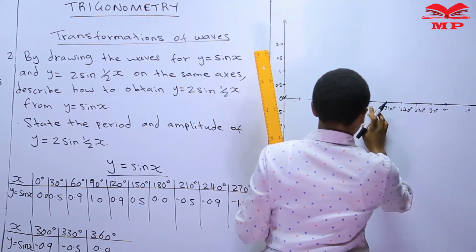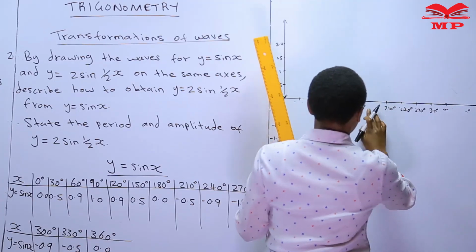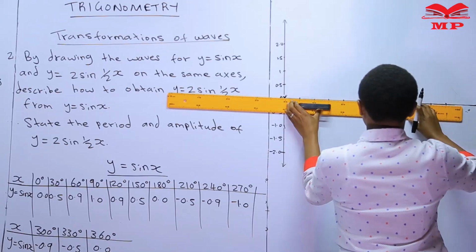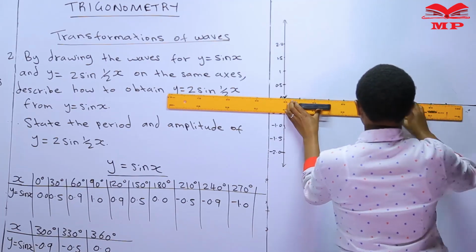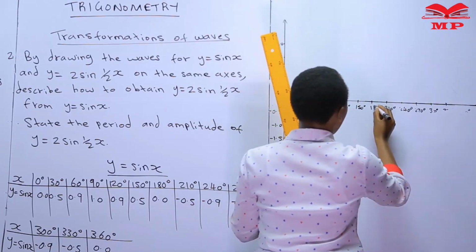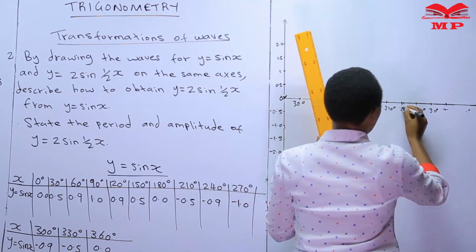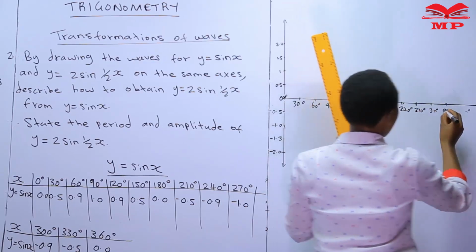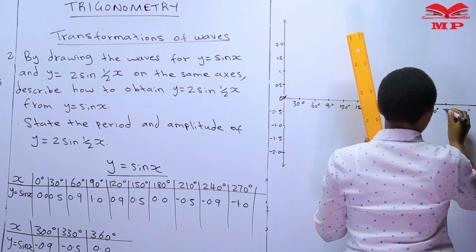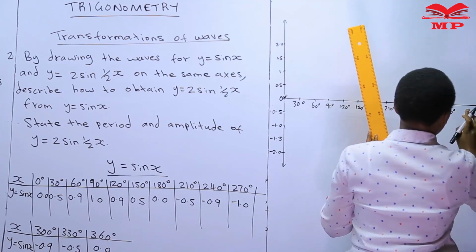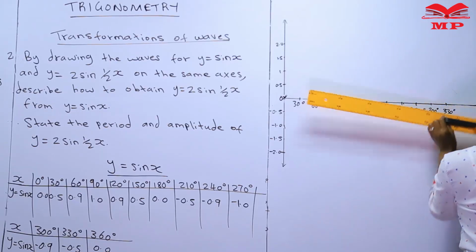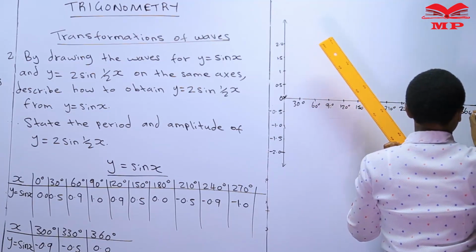This is 150. We have 180. We have it at that point. So this is our 30 degree increase. We have 180, 240, 270. This is 300, 330. Then finally we have 360 degrees at that point.